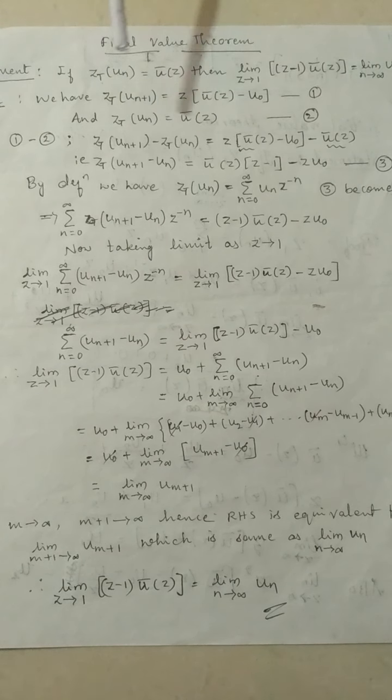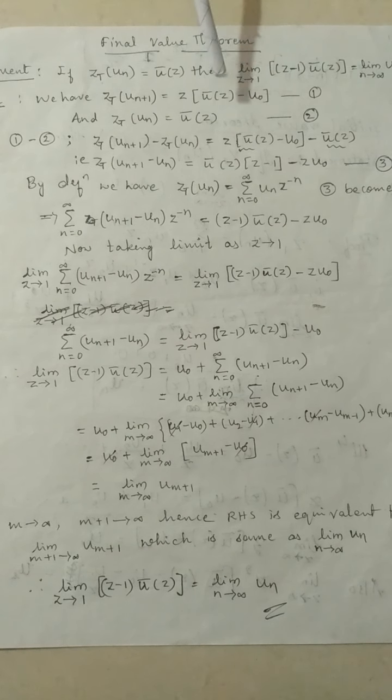By shifting rule, we have Z transform of u_(n+1) is equal to z into u bar z minus u naught. Name it as expression 1. And Z transform of u_n is equal to u bar z. Name it as expression 2. Subtract these two expressions, 1 minus 2. Left hand side, subtract left hand sides: Z transform of u_(n+1) minus Z transform of u_n.